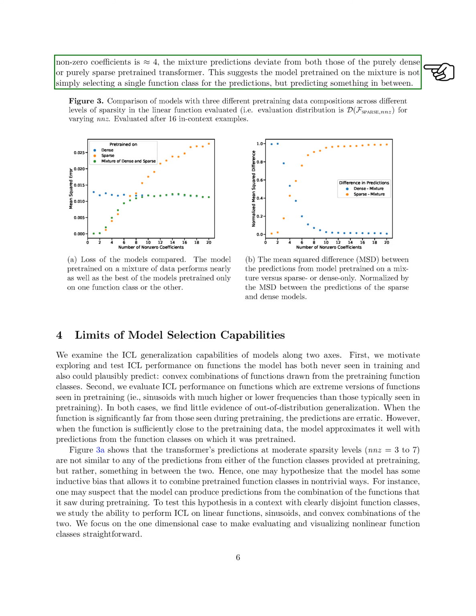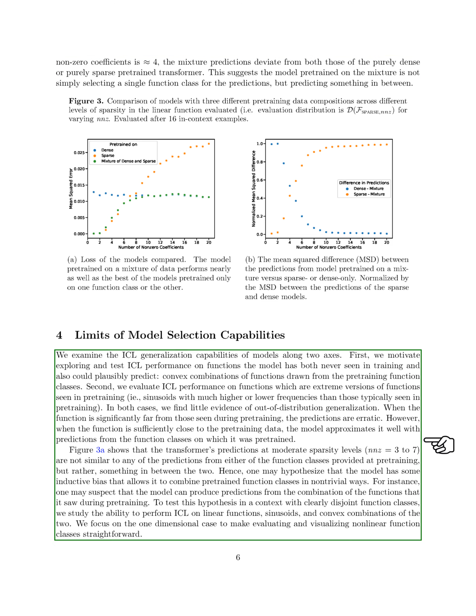However, when the number of non-zero coefficients is approximately 4, the mixture predictions deviate from both those of the purely dense or purely sparse pre-trained transformer. This suggests the model pre-trained on the mixture is not simply selecting a single function class for the predictions, but predicting something in between. We also examined the in-context learning, ICL, generalization capabilities of models along two axes.